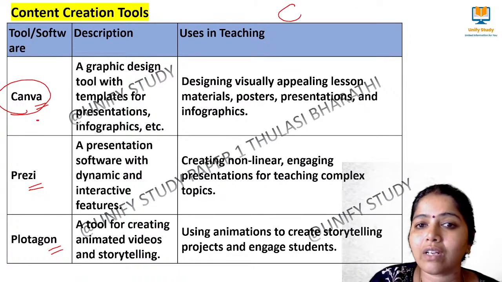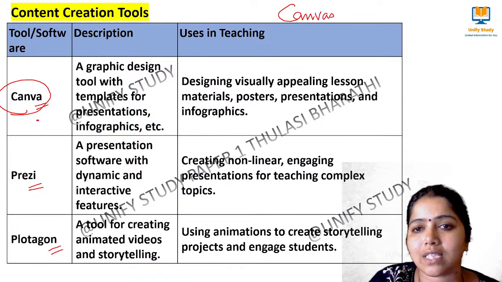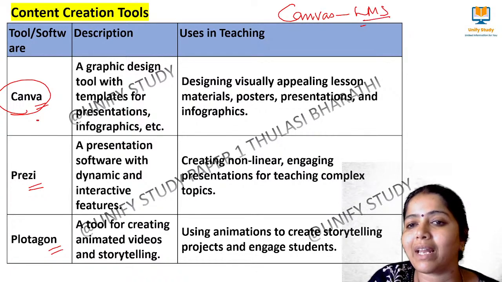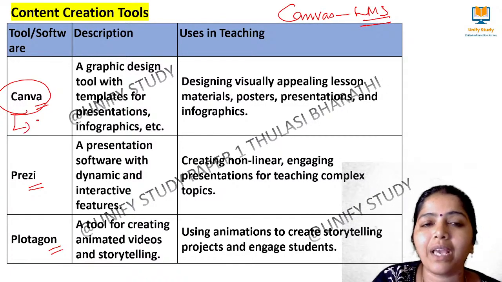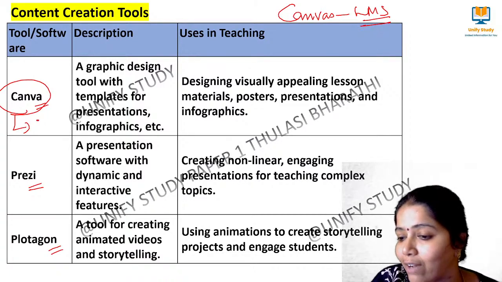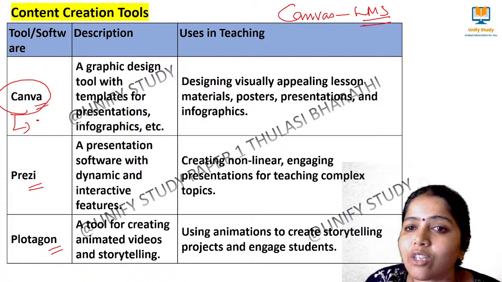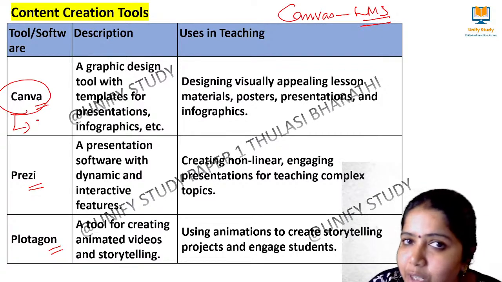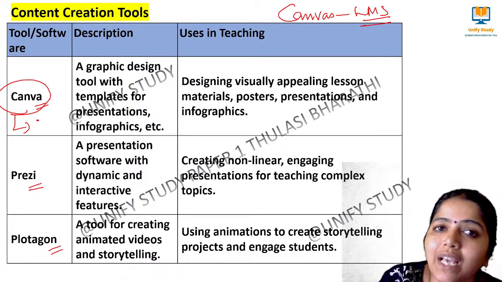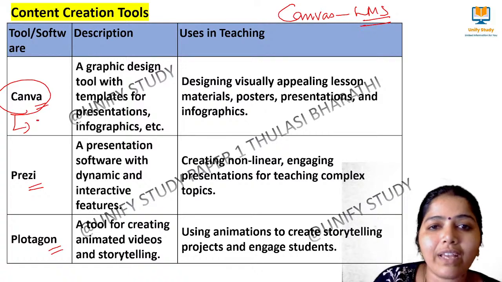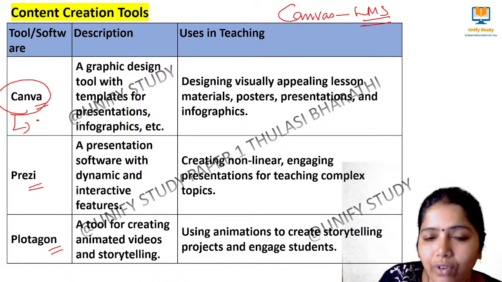See here we have another word, and that is called Canvas. Canvas is said to be a learning management system, and Canva is said to be a graphic design tool. Very good, Sarvesh. Yes, very good. Canvas is said to be an LMS, that is learning management system. Canva is said to be a graphic design tool. So we can create presentations, infographics and all.